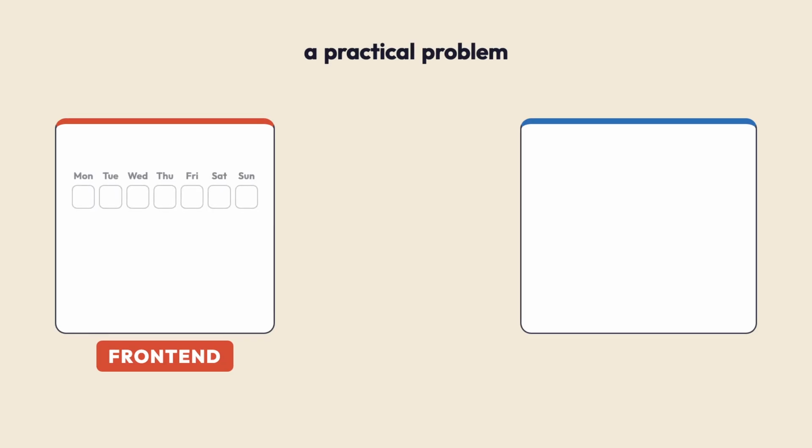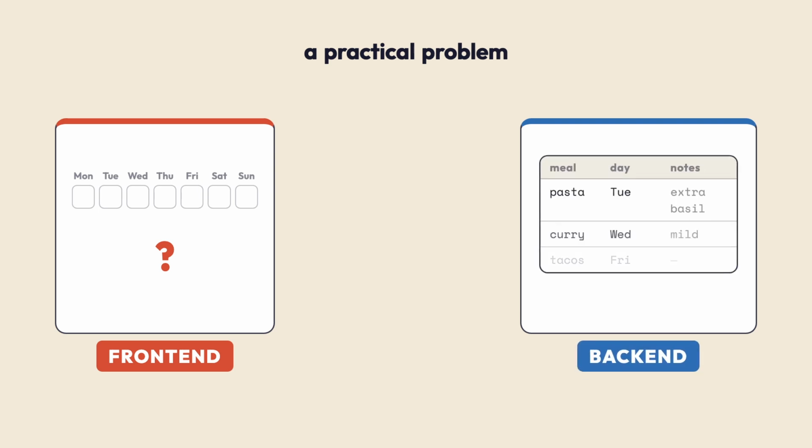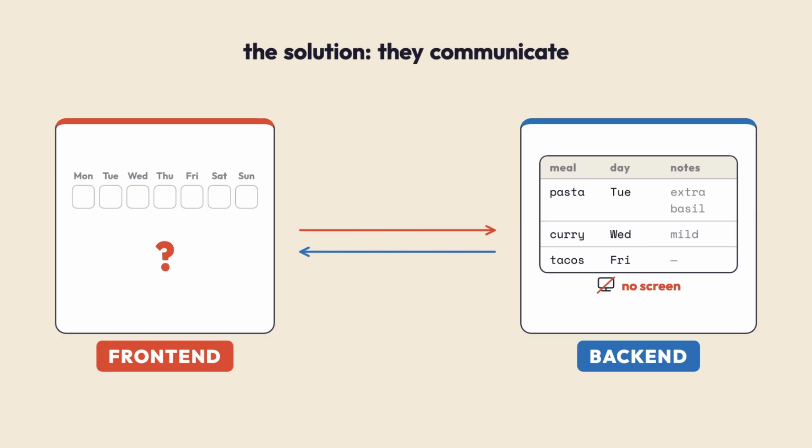Having two pieces creates a practical problem. The front end needs to display this week's plan, but it doesn't have that information. The back end has the information, but it has no screen to display anything on. The solution is that they communicate. The front end sends a request. What's the plan for this week? The back end sends back a response. Pasta Tuesday, curry Wednesday, tacos Friday. The front end takes that response and draws it on your screen.